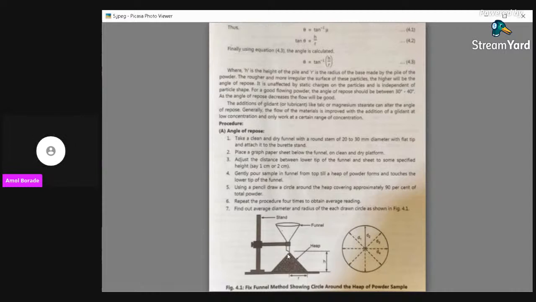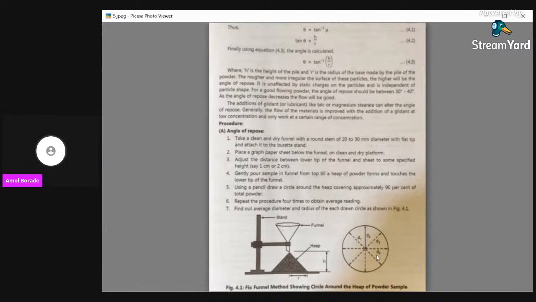You have done this procedure four times, so obviously you will get four circles, and from four circles you will get four diameters. You have to take the average of that: D1 plus D2 plus D3 plus D4, divided by 4. You will get the average diameter.